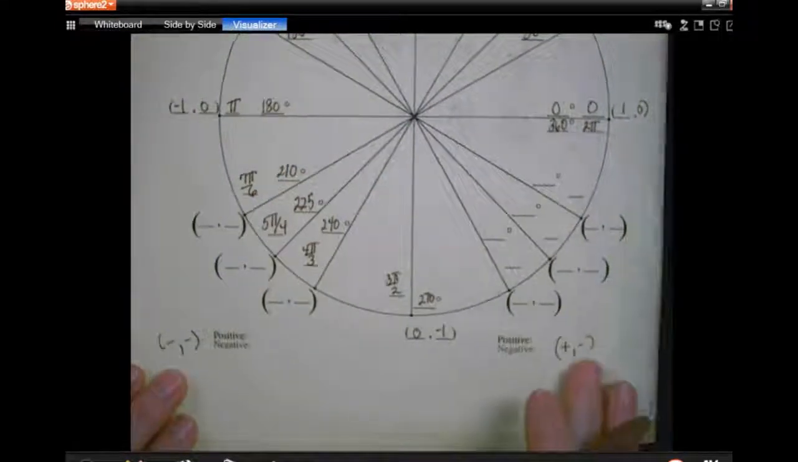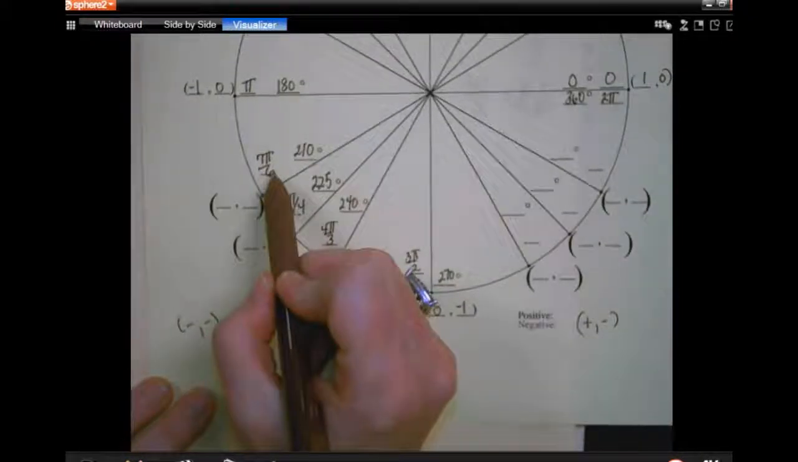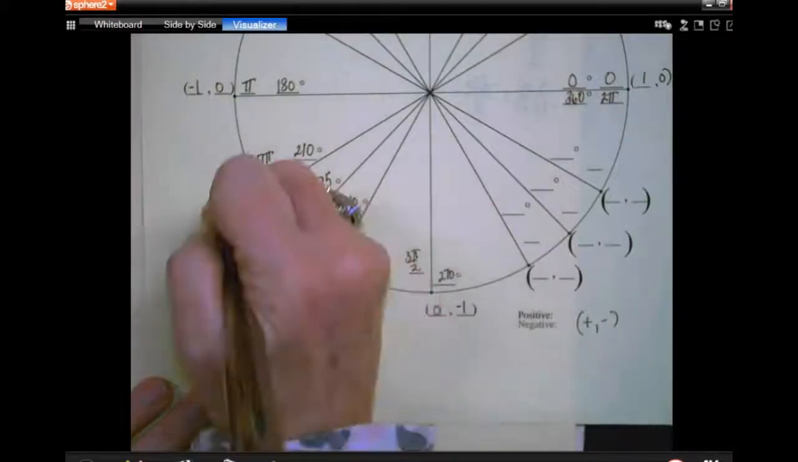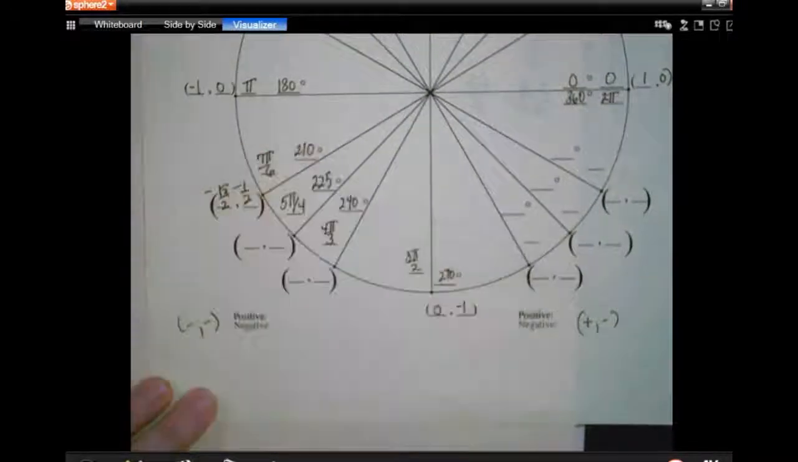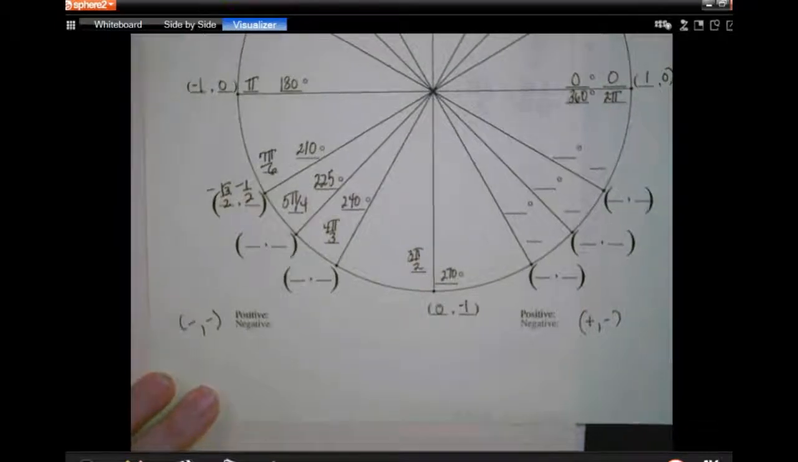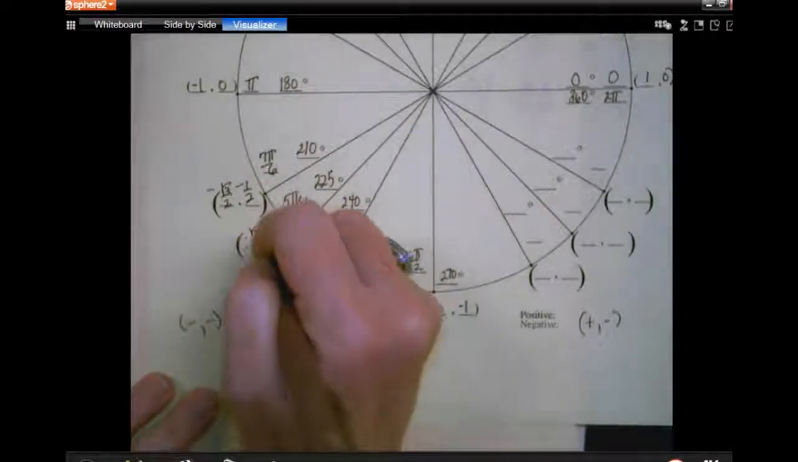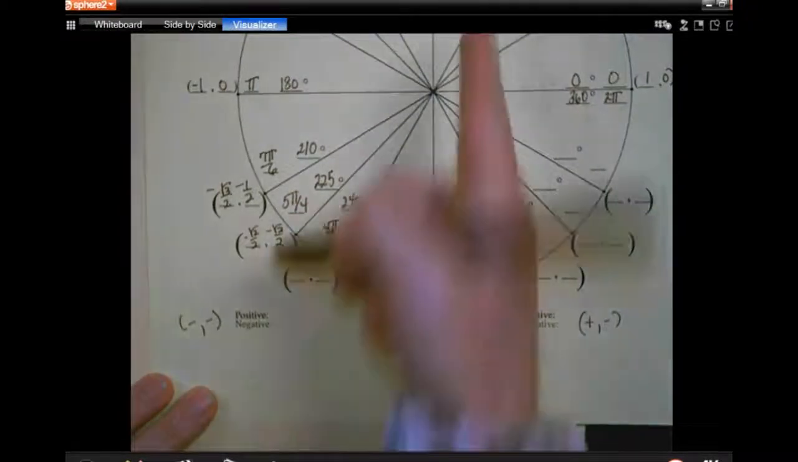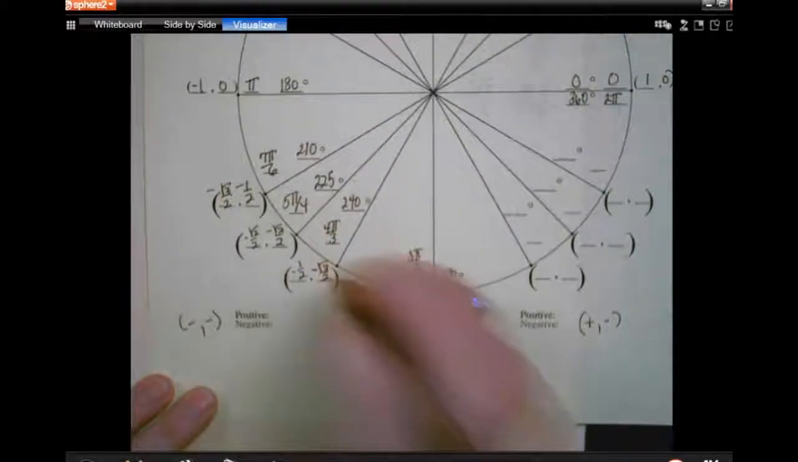Okay, when we're done, you're fine. So pi over 6 is the reference angle. So pi over 6 is square root of 3 over 2 and a half, and they're both negative. So this is negative square root of 2 over 2, negative square root of 2 over 2. And pi over 3, the reference angle is a half and negative square root of 3 over 2.